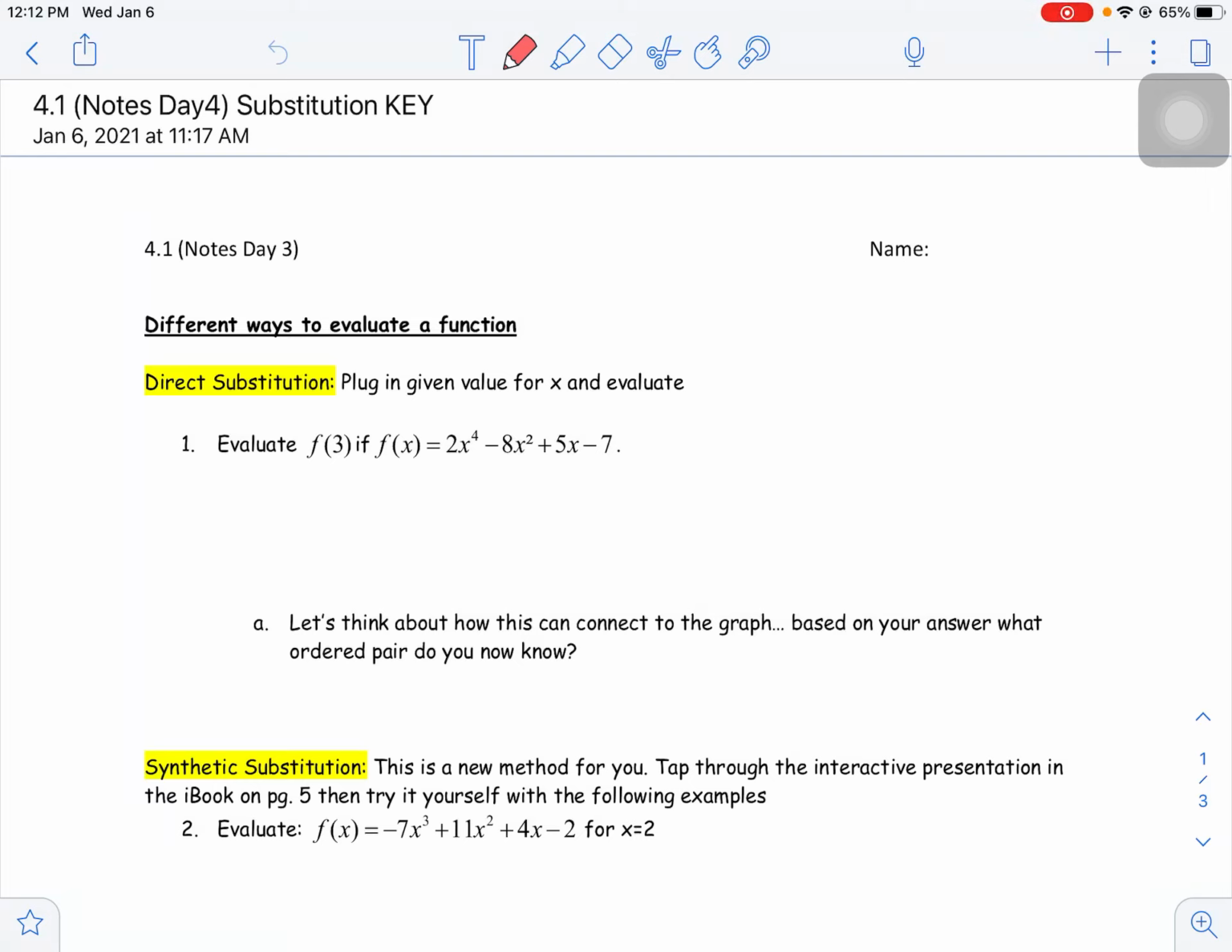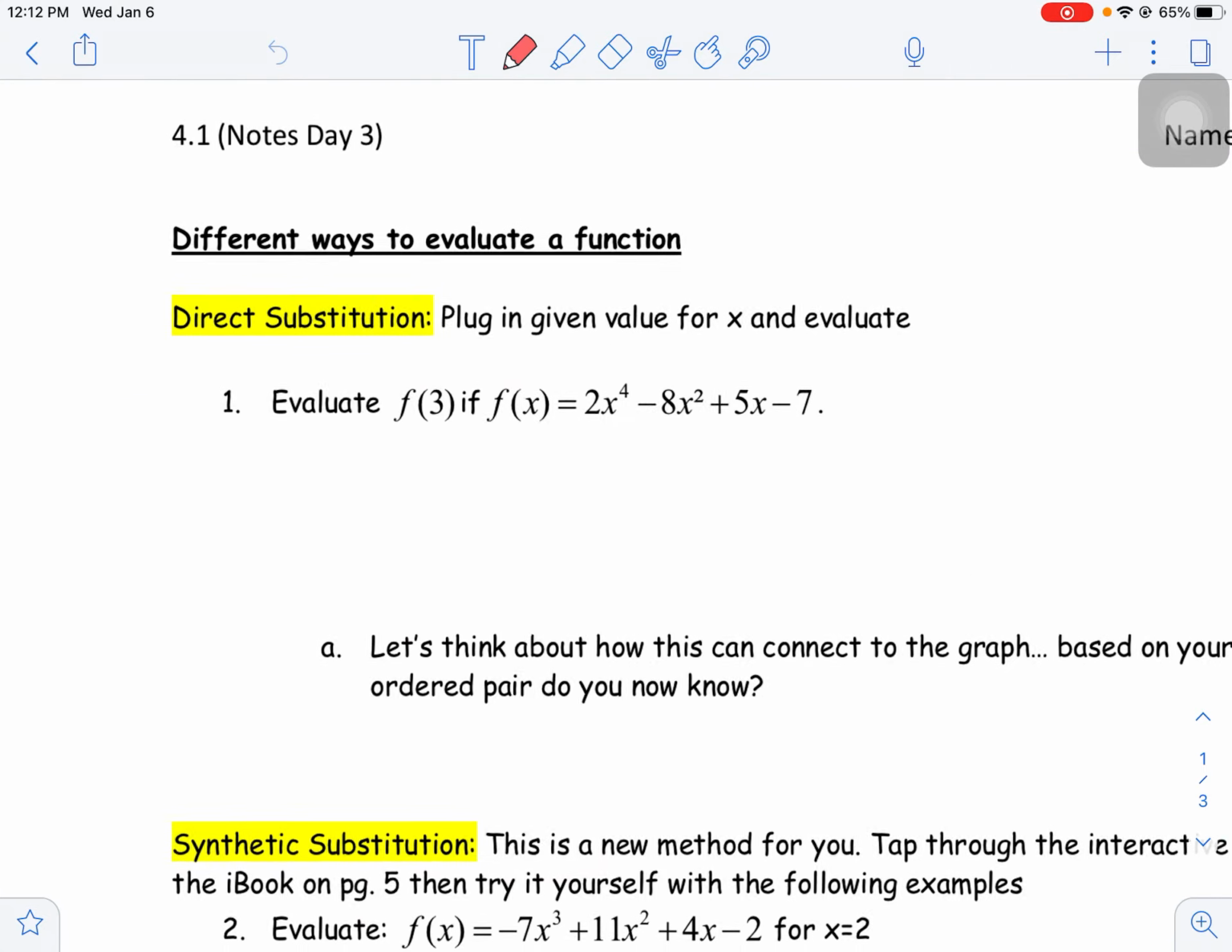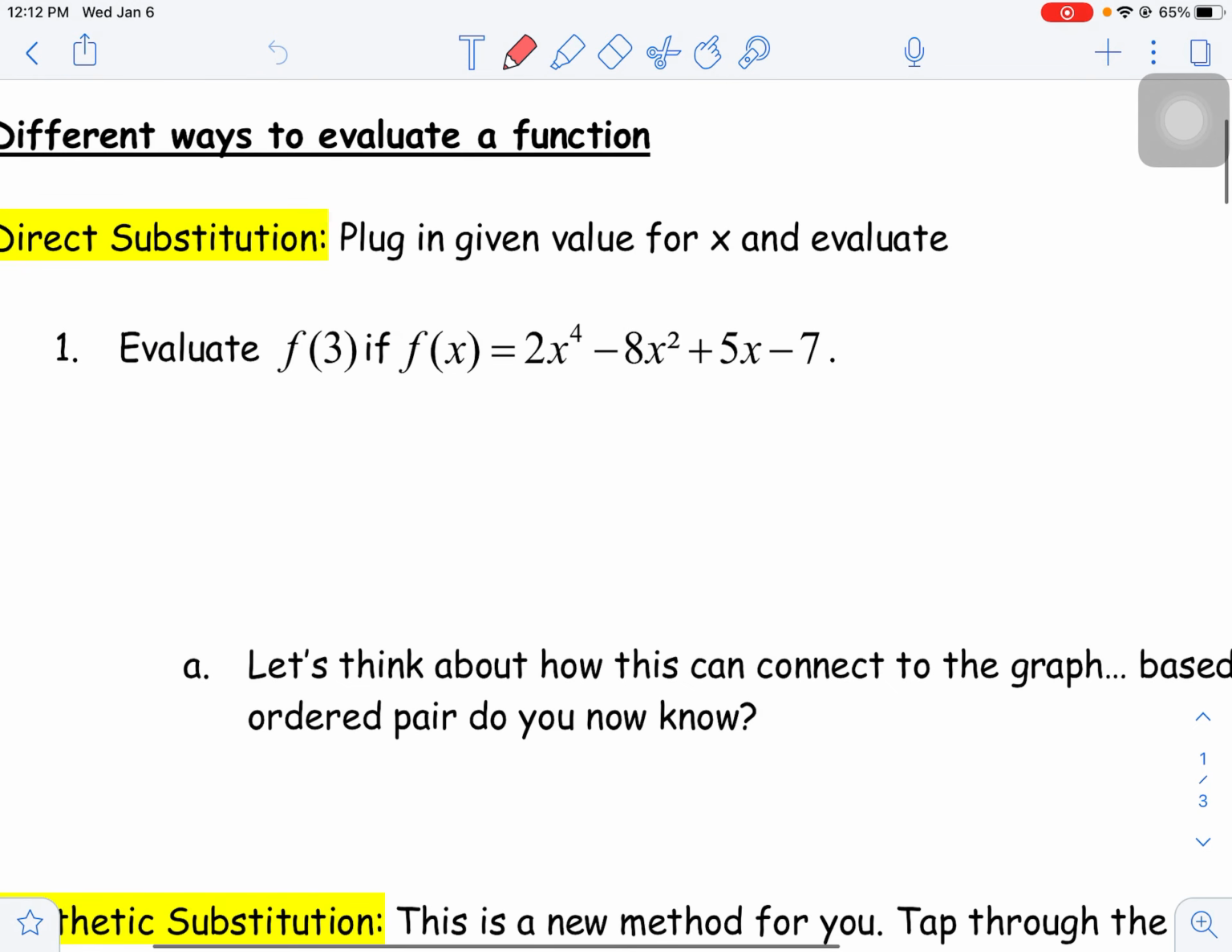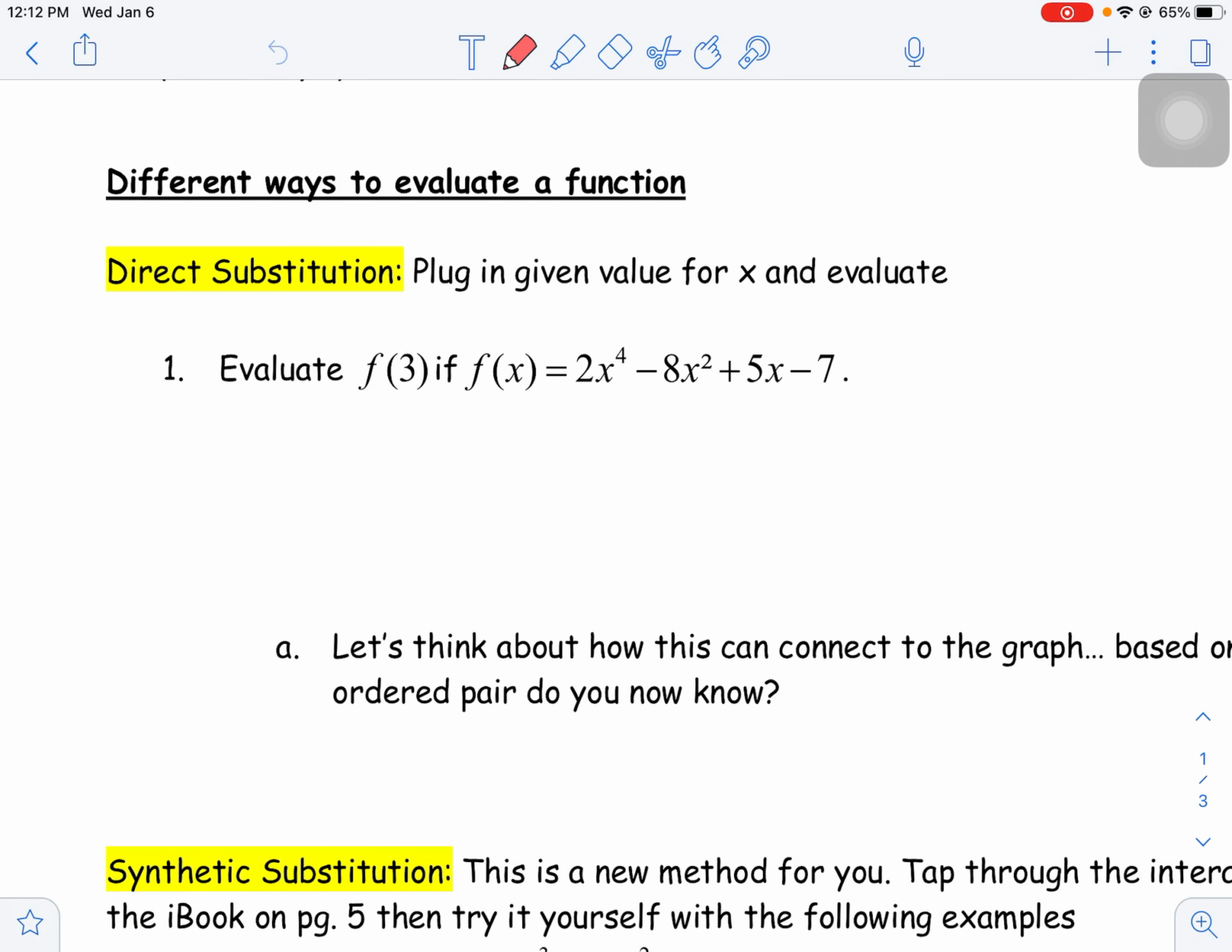So today we're going to take a look at substitution. This is going to be a new way of substituting a value in for x that you guys haven't seen before. So first, let's talk about direct substitution. This is the way that you've seen every single time where you plug in the given value for x and evaluate. This says evaluate f of 3.